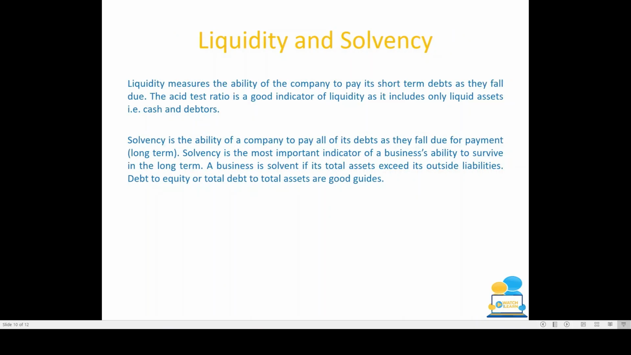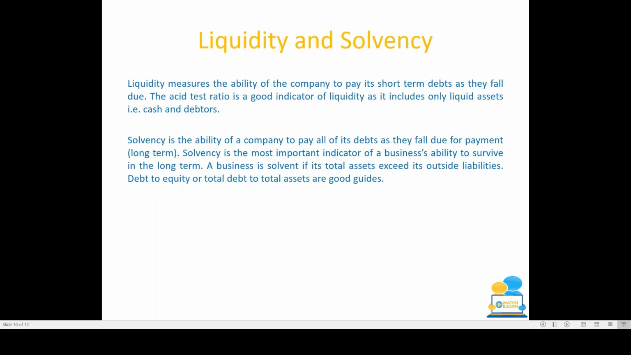Liquidity and solvency. Sometimes you might be asked, what is the difference between liquidity and solvency? So liquidity measures the ability of the company to pay its short-term debts as they fall due. And as we spoke before, the asset test ratio is a good indicator of liquidity as it includes only liquid assets, cash and debtors. So that's better than the current ratio because you don't include stock, which may be hard to change into cash quickly in some circumstances.